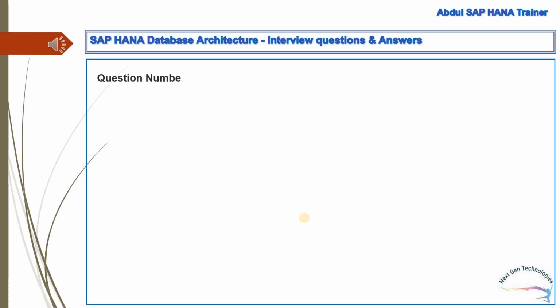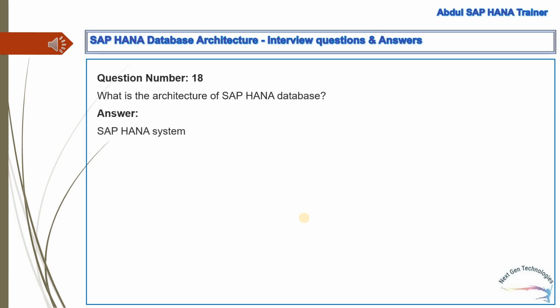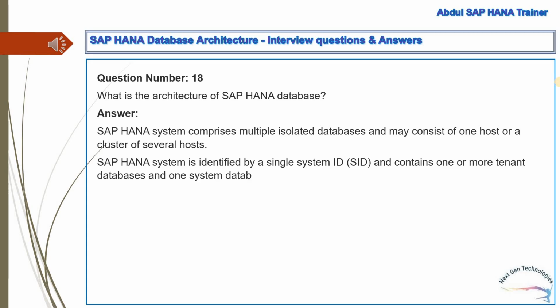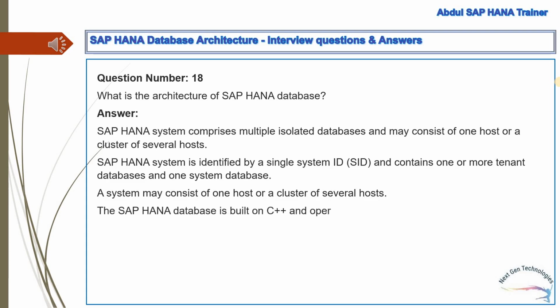Question number 18. What is the architecture of SAP HANA database? Answer. SAP HANA system comprises multiple isolated databases and may consist of one host or a cluster of several hosts. SAP HANA system is identified by a single system ID and contains one or more tenant databases and one system database. The SAP HANA database is built on C++ and operates on SUSE and Red Hat Enterprise Linux Server.